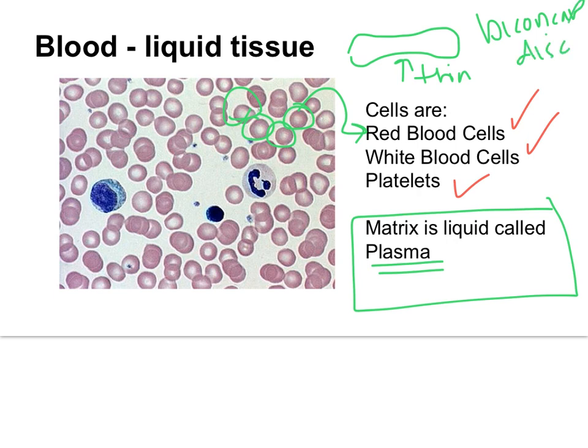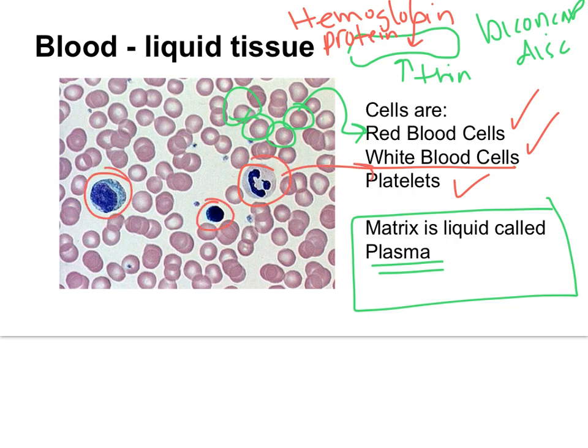There's a very important protein called hemoglobin that we're going to see in red blood cells. You can't see that hemoglobin protein under a microscope because it's too small, but it's in red blood cells and its job is to carry oxygen. White blood cells' job is to fight infection. So these bigger cells that you see here in this slide are examples of white blood cells.